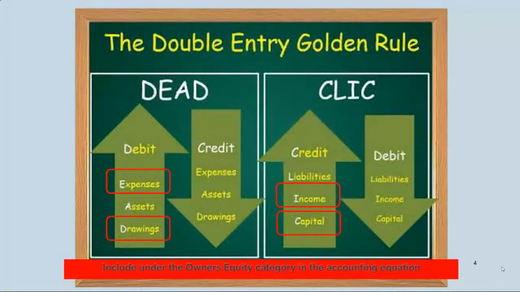Now, the items I've highlighted in red boxes, that is all the items that fall under your owner's equity category in your accounting equation. So your capital, your drawings, your income, and your expenses all affect your owner's equity. Your capital and your income will increase your owner's equity, whereas your expenses and drawings will decrease it. So this is just useful if you can't remember if it's a debit or a credit.